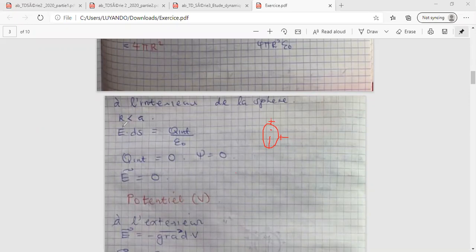I use my théorème de Gauss: the integral of E dS is equal to Q internal over epsilon 0. Since inside here I have no charge whatsoever, there's no charge in this sphere, my charge here is going to be 0, which results in everything being 0. There's no point in continuing to find my dS, because everything I multiply here is going to give 0. So my Q int is equal to 0, my flux is equal to 0, so my electric field is equal to 0. Are we clear on that part?